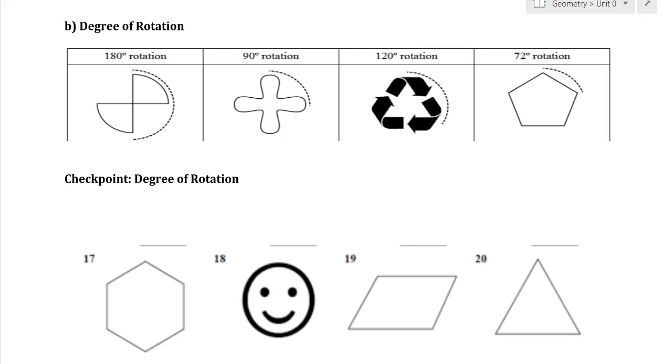And then the degree of the rotation. Each one of those rotations going around is of what degree? So when you start and go halfway around, half of 360 is 180. So you start and go 1/4 of the way around, 1/4 of 360 is 90. If you start and go 1/3 of the way around, 1/3 of 360 is 120. If you start and go 1/5 of the way around, 1/5 of 360 is 72.